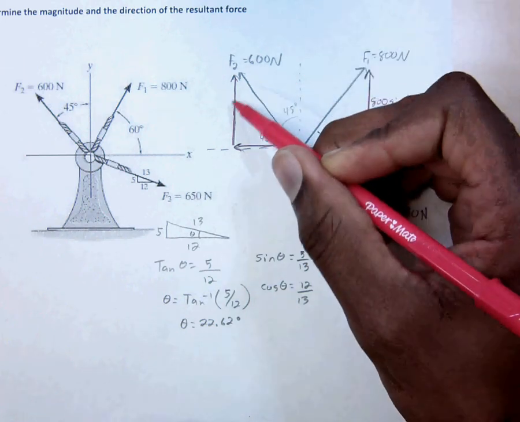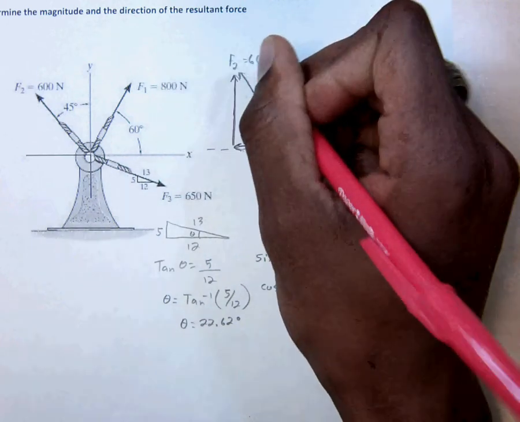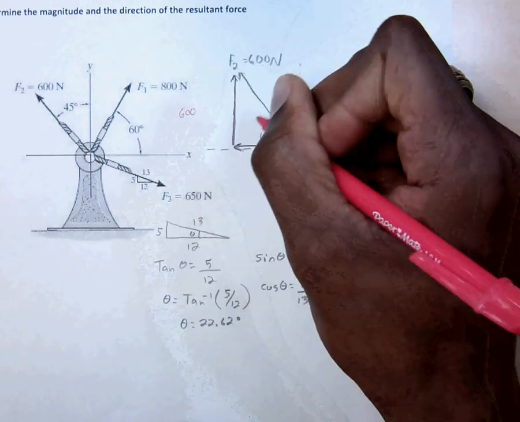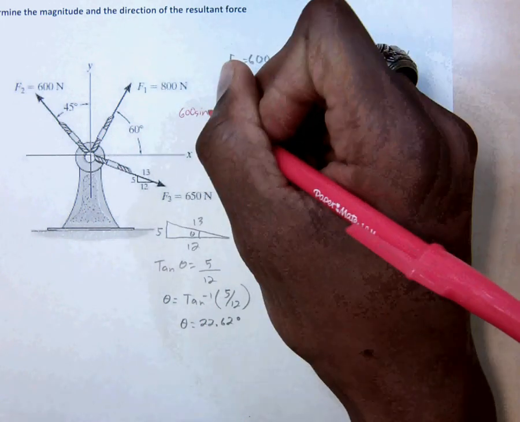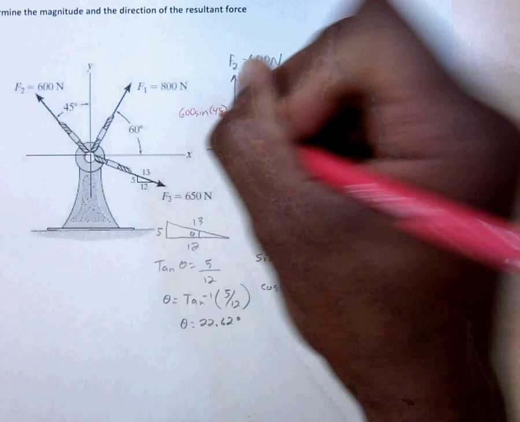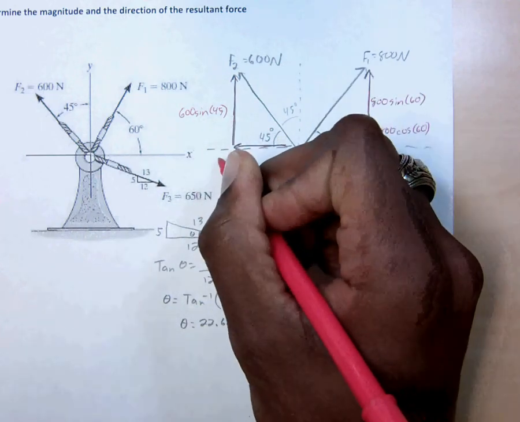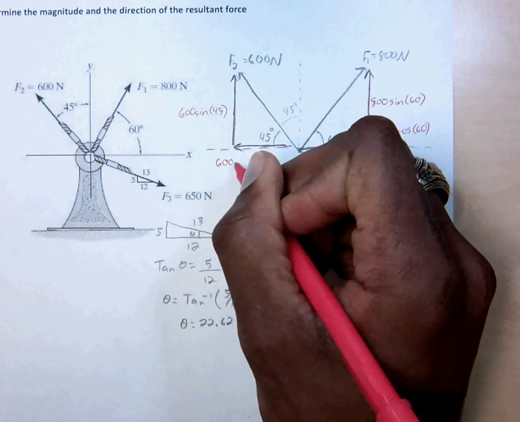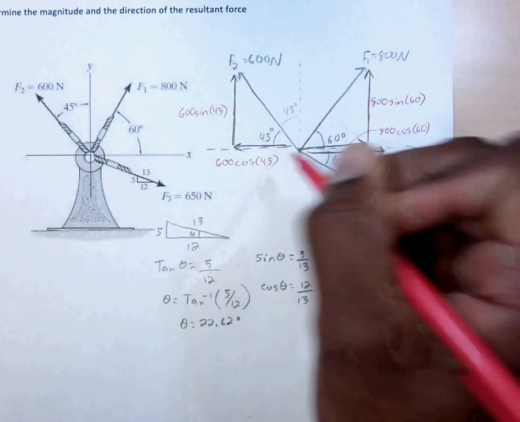So multiply by the cosine of our reference angle again, which is 60 degrees. Let's go over to force number 2. Our y component for force number 2 is just going to be the magnitude, 600 newtons, times the sine, again, because that's the opposite side of the reference angle, of 45 degrees. And then our x component is going to be, start out with the magnitude again, 600 newtons, times the cosine of 45 degrees.